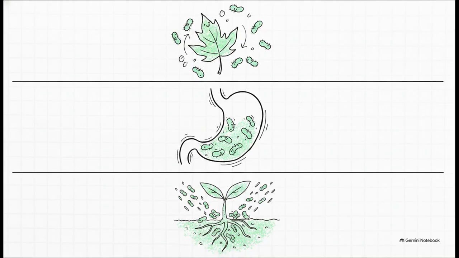And third, nitrogen fixation. These bacteria are like miniature fertilizer factories. Plants desperately need nitrogen from the air, but they can't grab it themselves. So bacteria in the soil actually pull nitrogen out of the air and feed it directly to the plants. Without them, plants simply wouldn't survive.